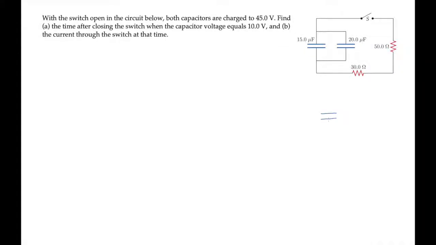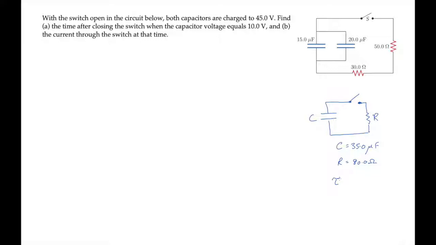Let's start solving this problem by redrawing the circuit using the equivalent capacitance and the equivalent resistance. I've shown those two here. We can notice that the two capacitors in the problem are in parallel, so the equivalent capacitance is the sum of those two, and the two resistors are in series, so the equivalent resistance is the sum of those two.